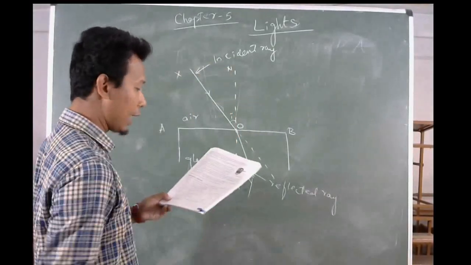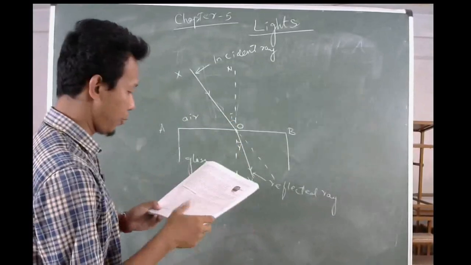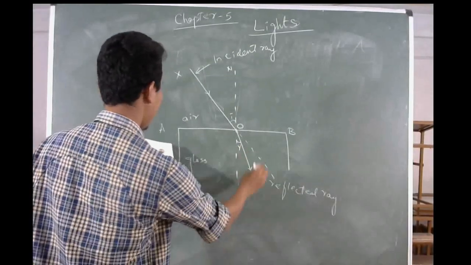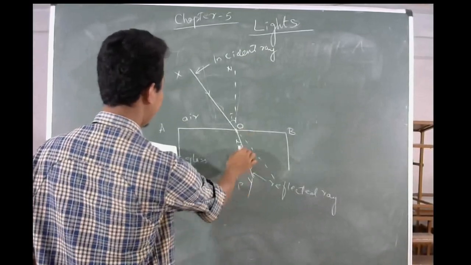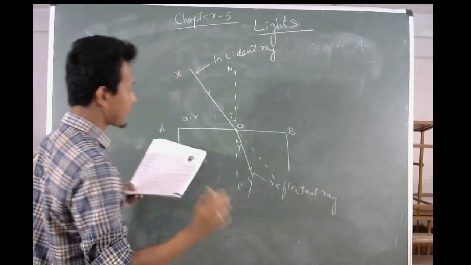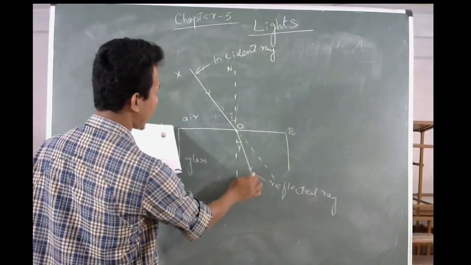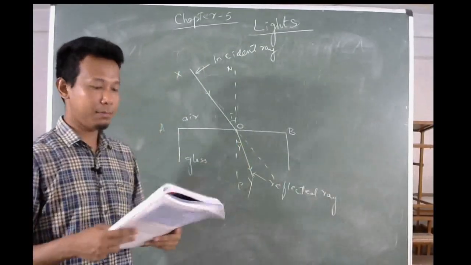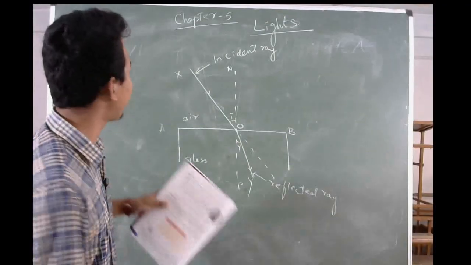Next is the angle of refraction, denoted by the small letter r. Again we can see angle YOP. This particular angle is the angle of refraction, or else we can say the angle between the normal and the refracted ray is the angle of refraction. So these are some of the terms that we have to learn. Next are the laws of refraction.